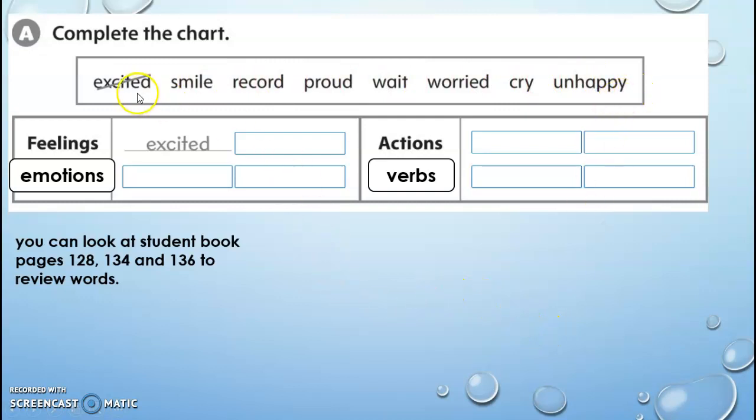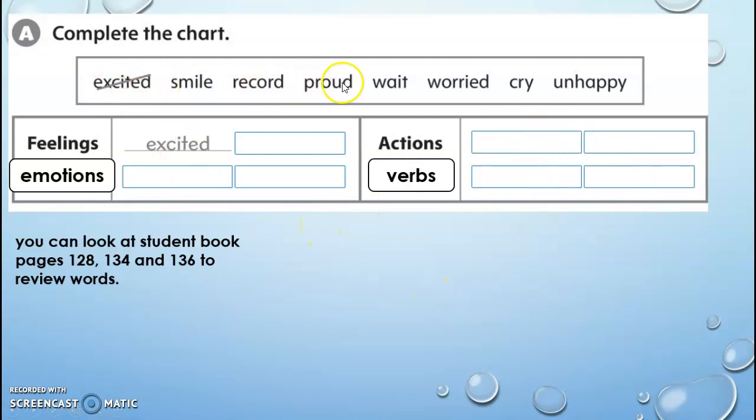Let's check out the words. Excited, smile, record, proud, wait, worried, cry, and unhappy. Okay. For example, excited is crossed out. Why? Yes, because it is already there, okay? Excited is a feeling. That's why it is crossed out, okay? So you need 1 to 3 more feelings probably, and you need 4 verbs, okay?